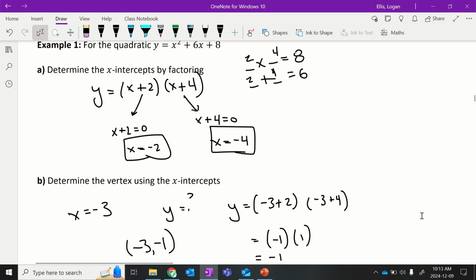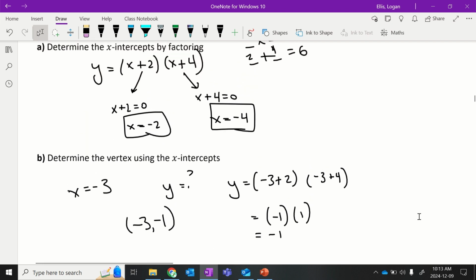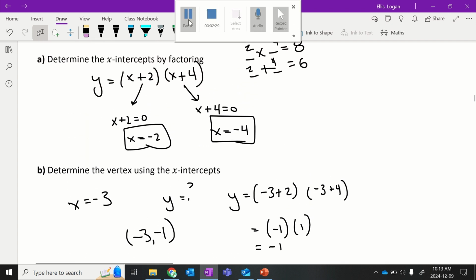Any questions so far? I know we haven't really done the completing the square bit yet, but that's the idea right there. Oh, for sure you can, buddy. Yeah, I'm going to pause the recording, but yeah.